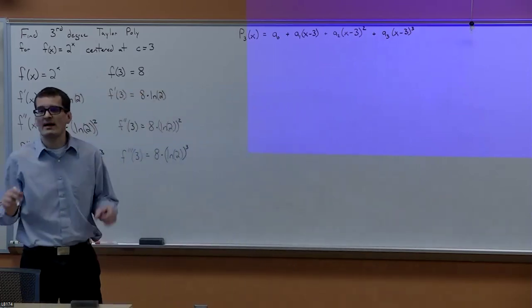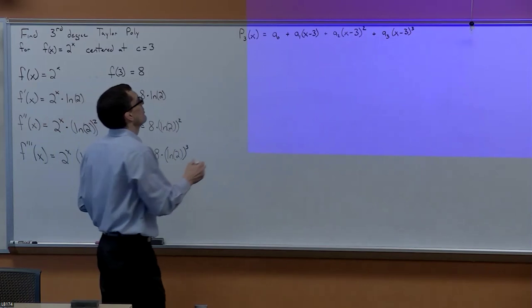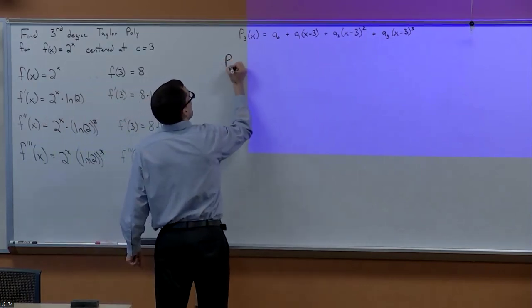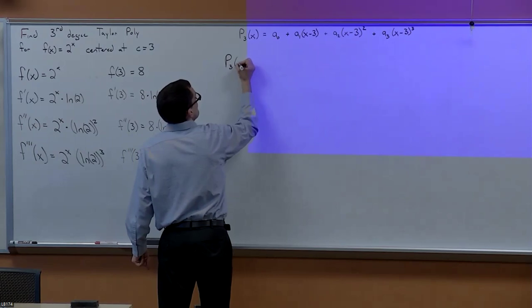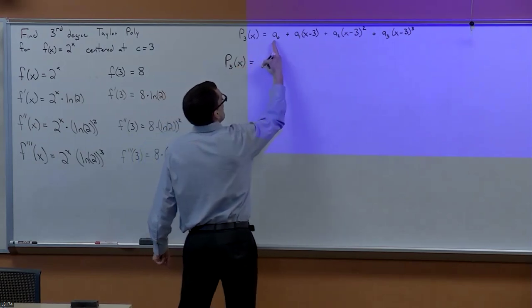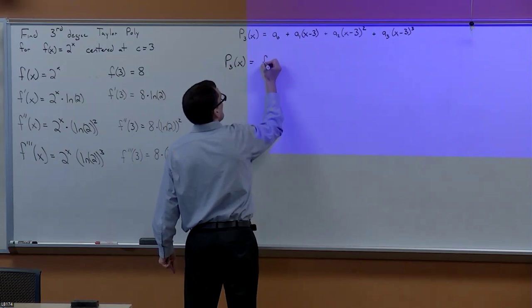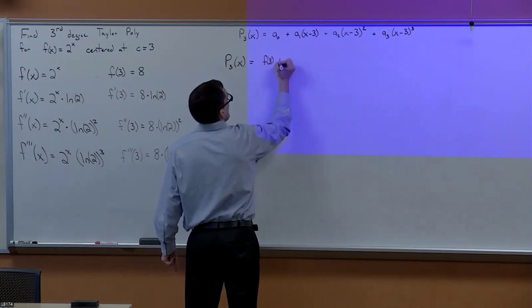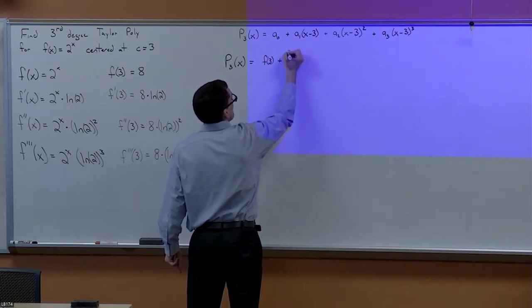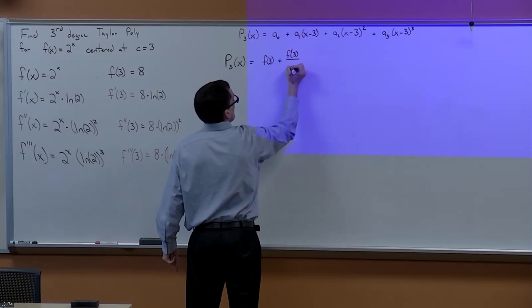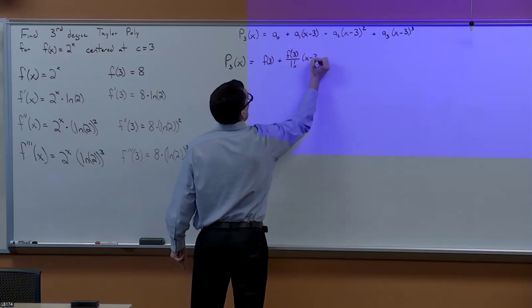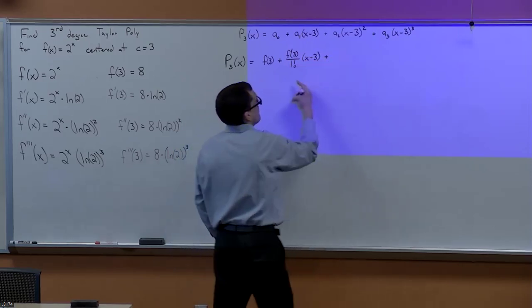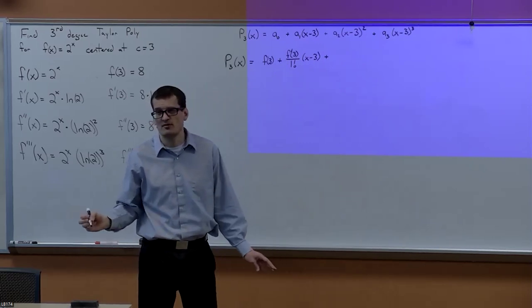And what that previous slide said was that if we are centering at 3, this constant term is just going to be f of 3. This coefficient in front of the x minus 3 is going to be f prime evaluated at 3 divided by 1 factorial. By the way, 1 factorial is just 1, so you can just put f prime of 3 if you wanted to for that one.